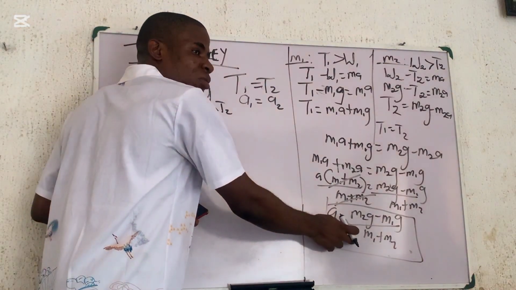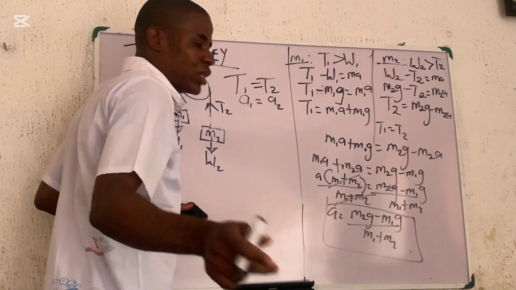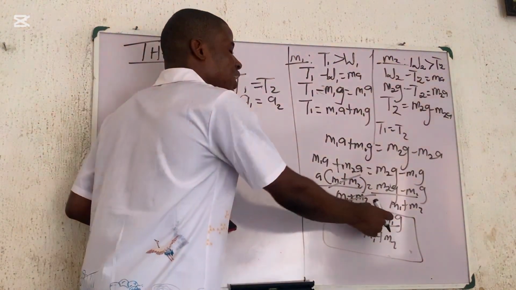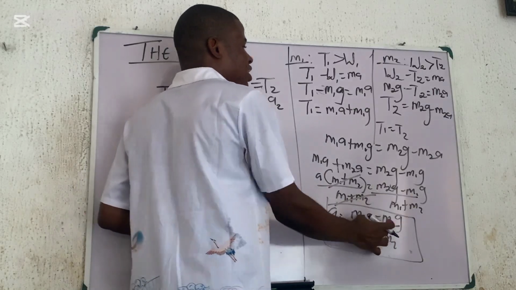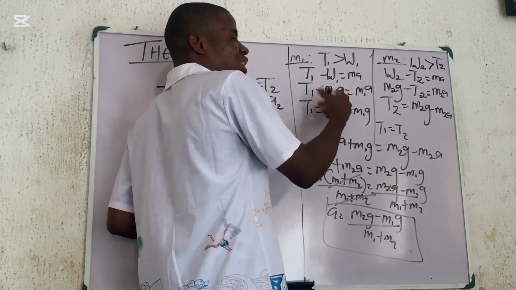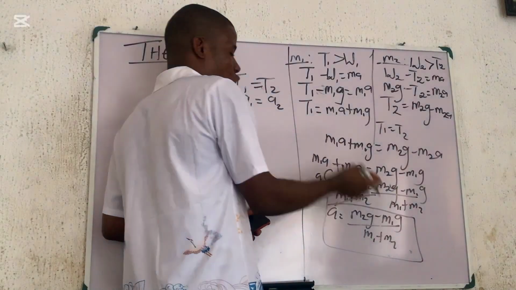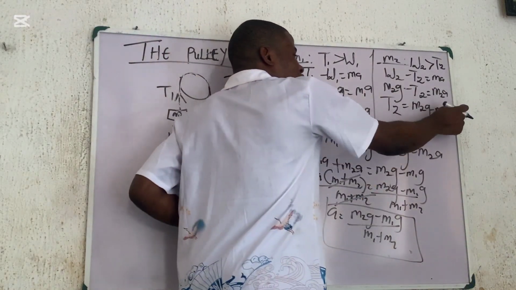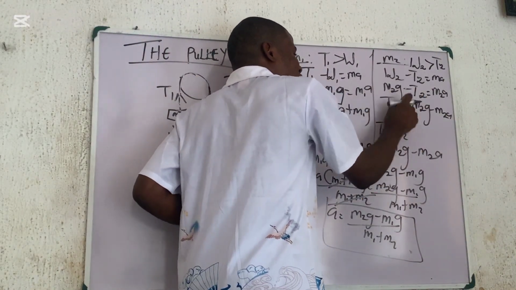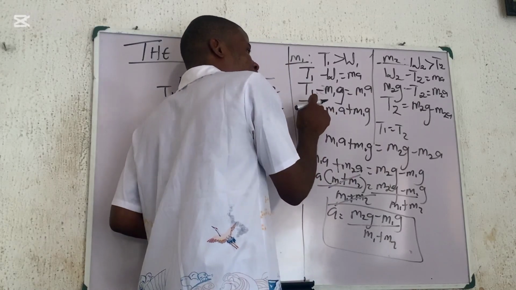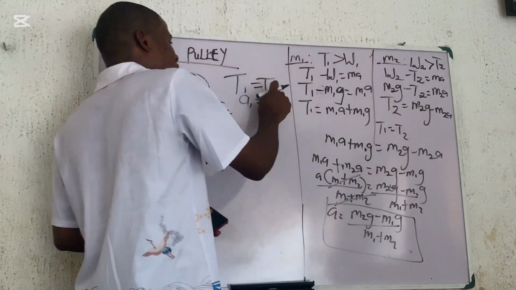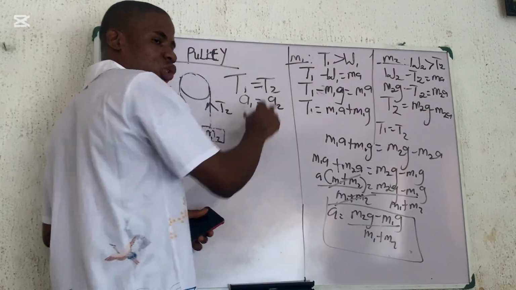You don't play with this formula. When they ask you a question, you should understand that you have to get the acceleration first. And when you get the acceleration, if they say find the tension, you can come here, input the acceleration you get here, and you get the tension. Or you can take the acceleration, input it here, and you get the tension. Whatever you get here will be equal to whatever you get here, because we've already said that T1 is equal to T2.